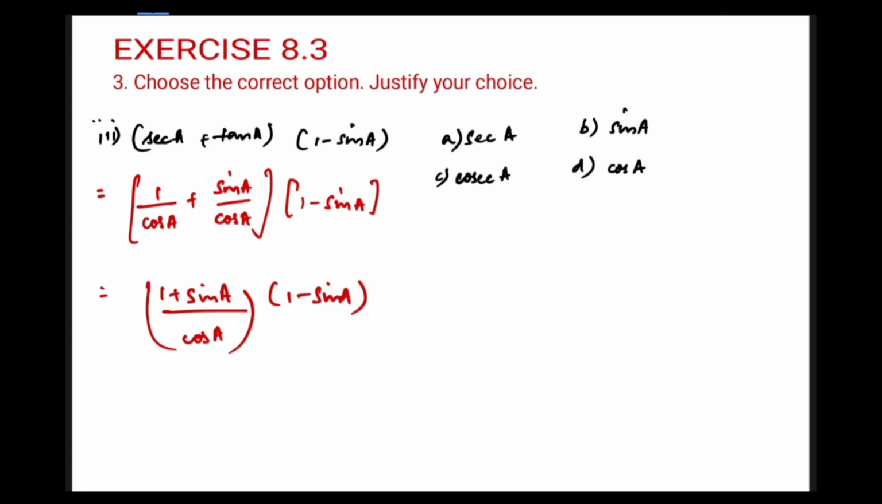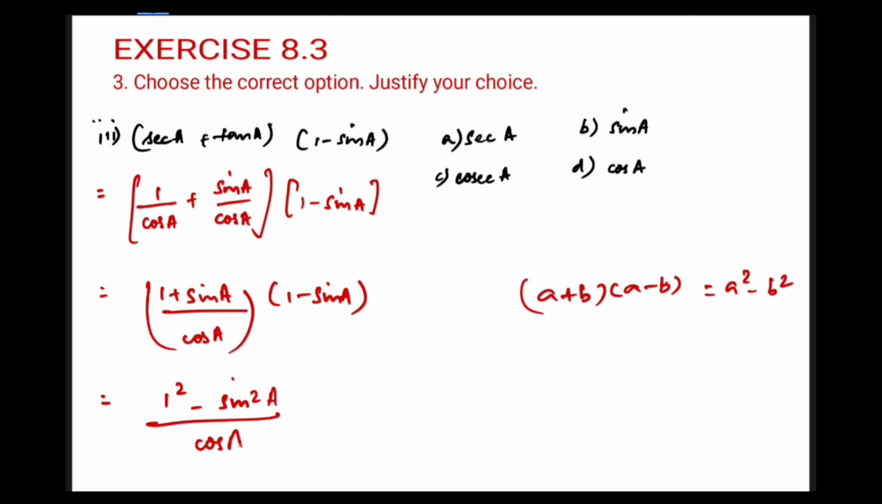According to the formula, A plus B into A minus B is equal to A square minus B square. We get 1 square minus sin square A divided by cos A. We also know that 1 minus sin square A is equal to cos square A by our identity, divided by cos A. Cos square A divided by cos A is cos A. So we get the option D as the answer.